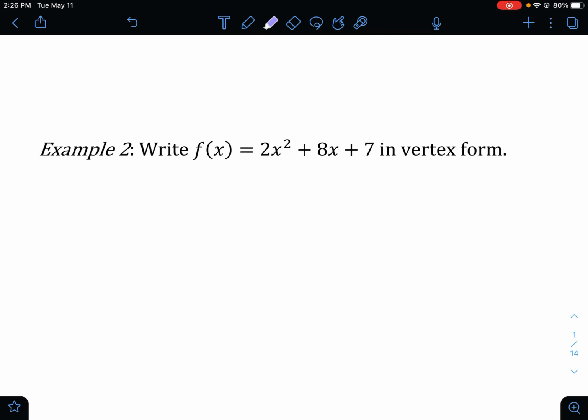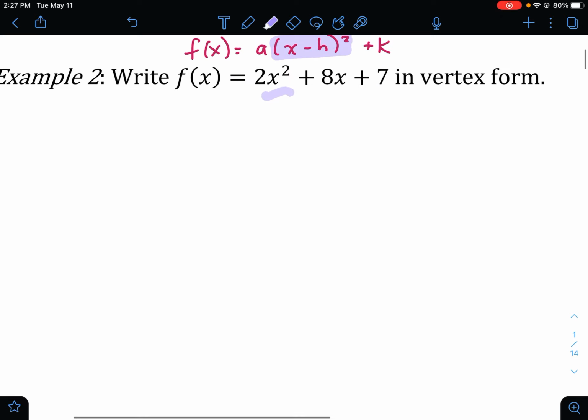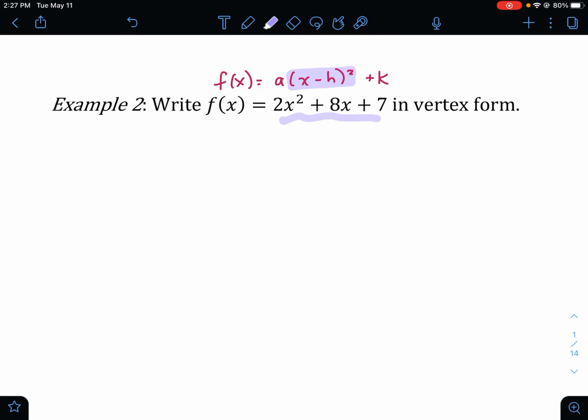So example 2, it now gave us an equation in standard form and asked us to write this in vertex form. So if you think about vertex form, let me write that down here. We have a perfect square trinomial inside of the vertex form. There's no perfect square trinomial there, so we're going to have to create that. So this process will sort of remind you of completing the square.